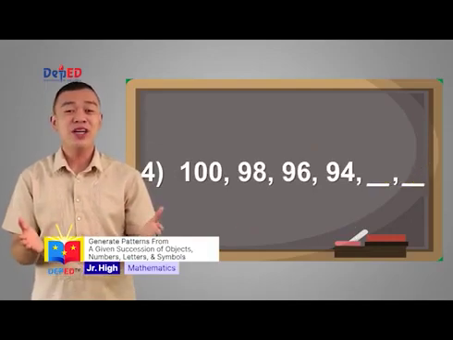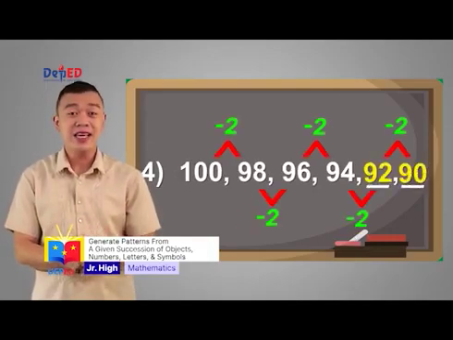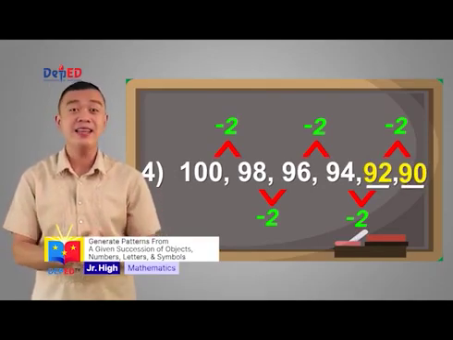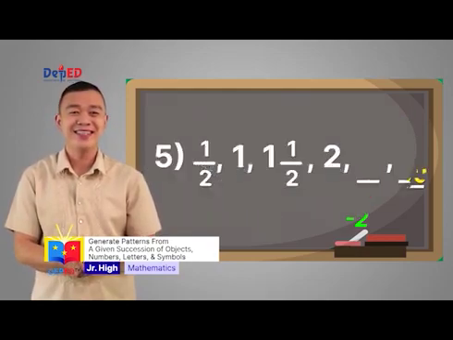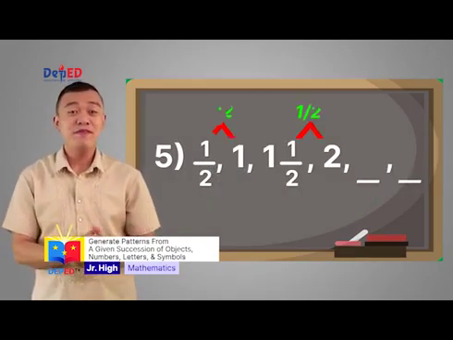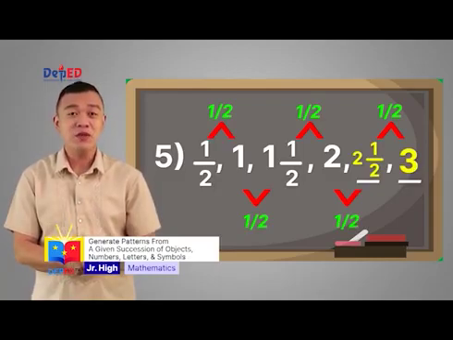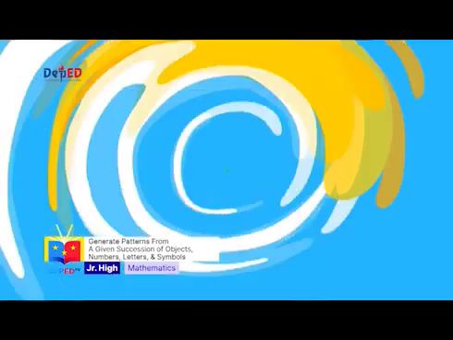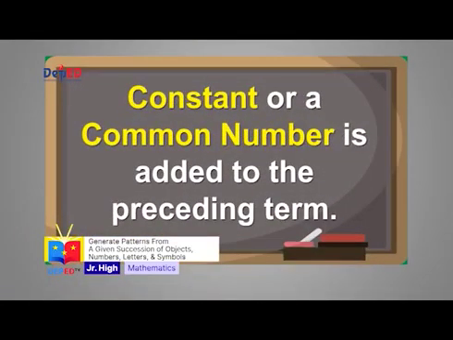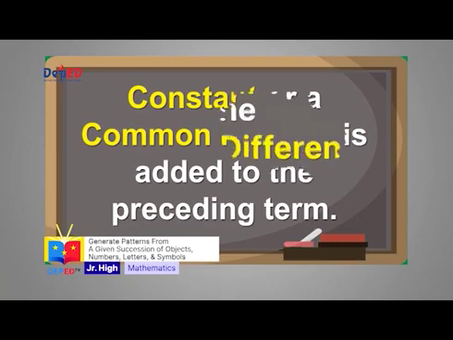In item number 4, 92 and 90 are the next two terms because negative 2 is added to the preceding term. And in item number 5, 1/2 is added to the preceding term to get 2 1/2 and 3 as the next two terms. Notice that a constant or a common number is added to the preceding term or the number before it to get the next term in each of the sequences.